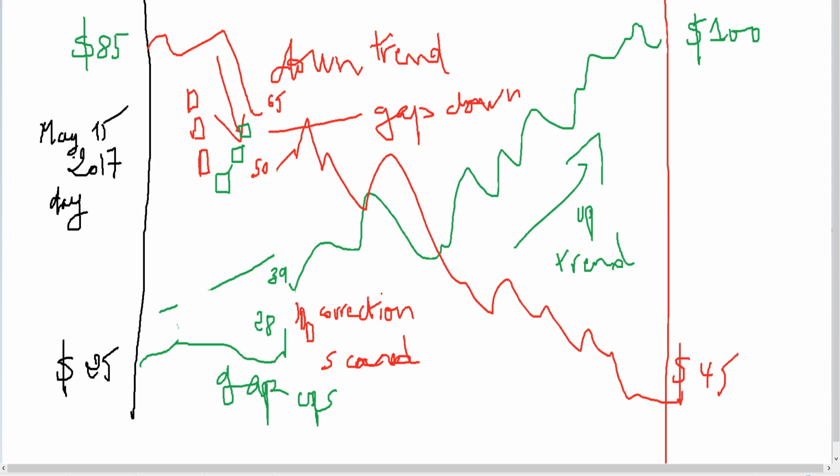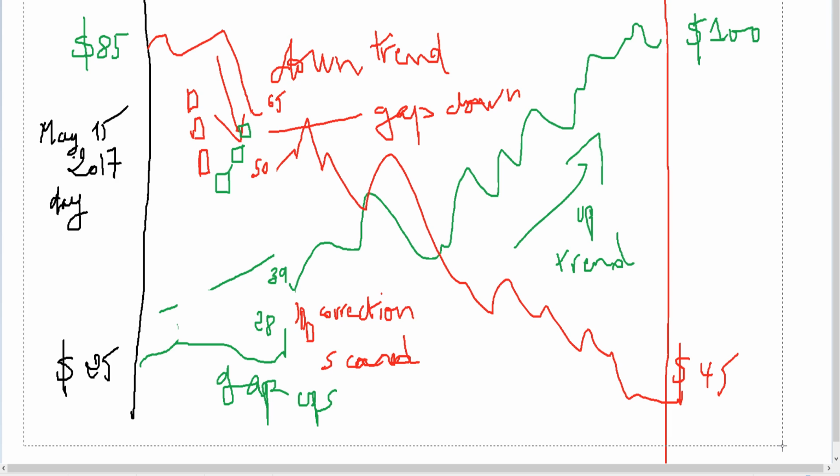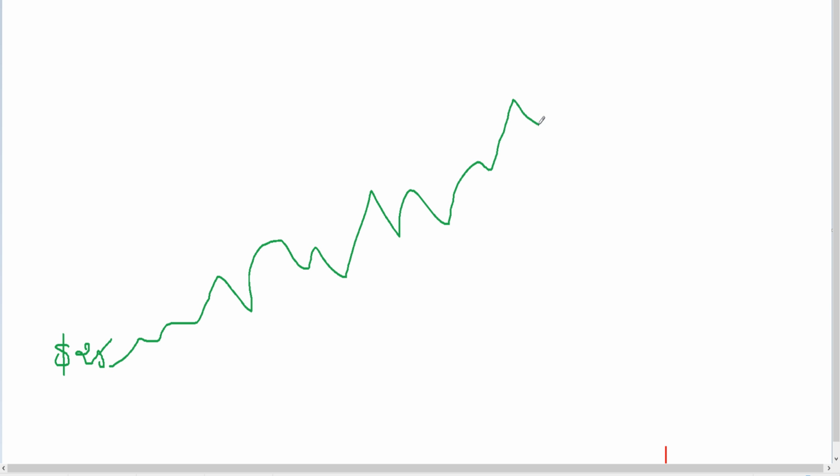Now let's see who is forming these trends. Just an example, in order to show you who these participants are. We take the same example, $25, and it goes to $100.